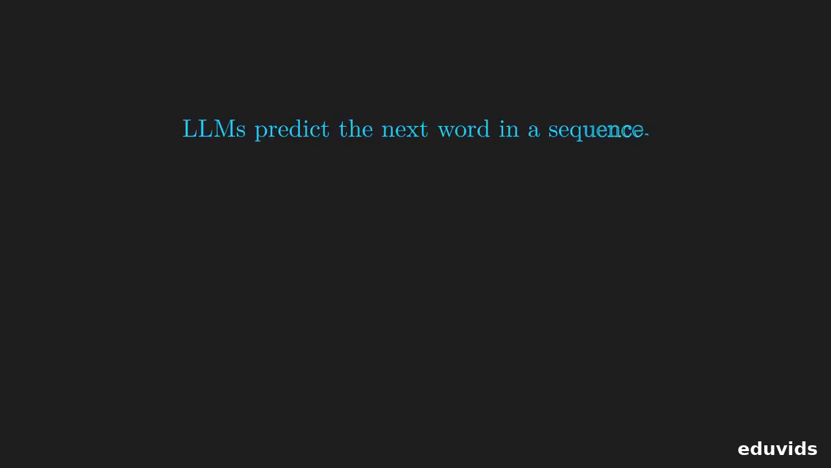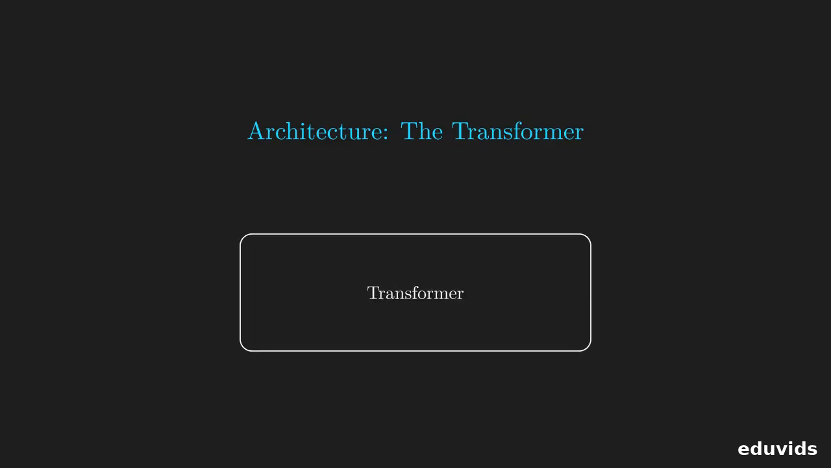At their heart, LLMs are advanced neural networks trained to predict the next word in a sequence. This ability allows them to generate coherent and contextually relevant text. The most common architecture for modern LLMs is called the transformer. Think of a transformer as a special kind of neural network designed to handle sequences of data, like text, efficiently.